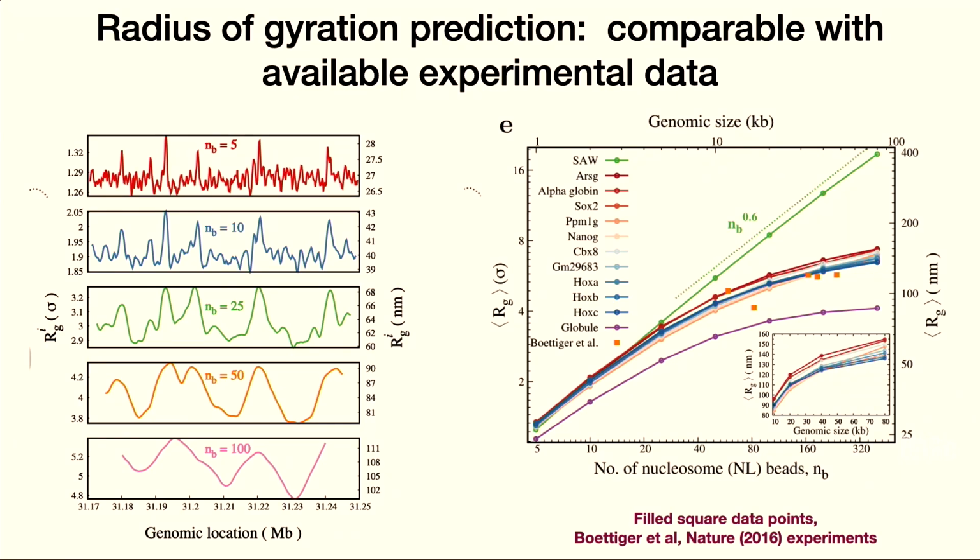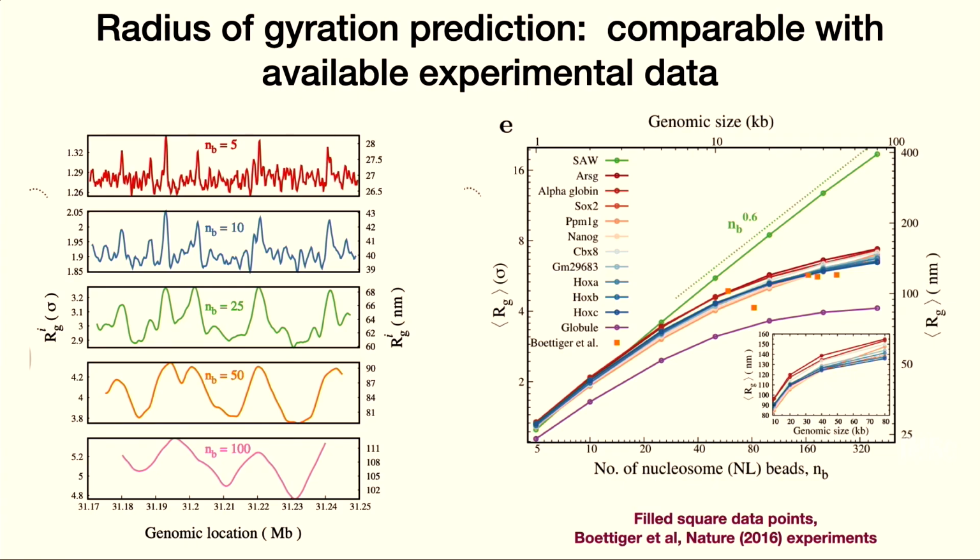So we can get the radius of gyration along the genome for every 5 nucleosomes, 10 nucleosomes, 25 nucleosomes, 50 nucleosomes. You tell me what scale you want. I want every 50 nucleosomes, which is 10 kilobases. I have this curve of how the radius of gyration varies along the genome.